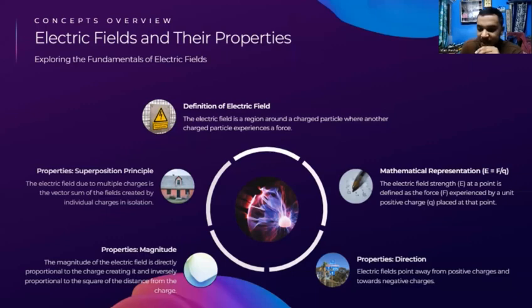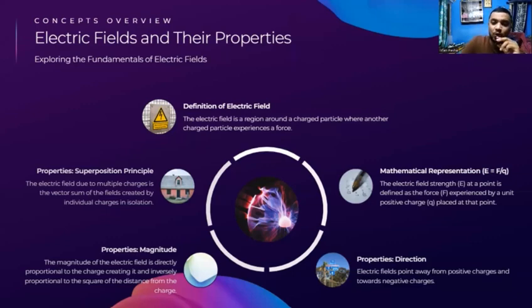Another property is direction. Electric field points away from positive charges and towards the negative charge. It's a very important point. These are all the basics of electric field. We are going very fast here because I assume that we already know all these things, right? So electric field points away from the positive charges and towards the negative charge.